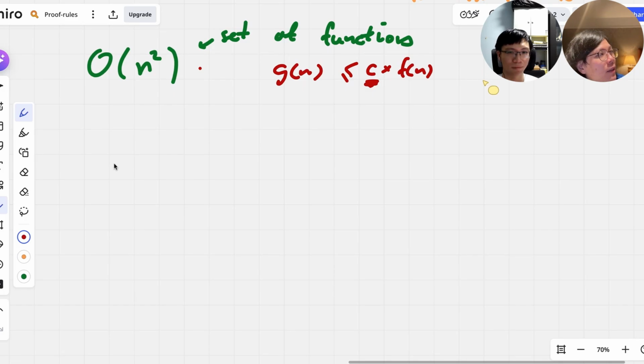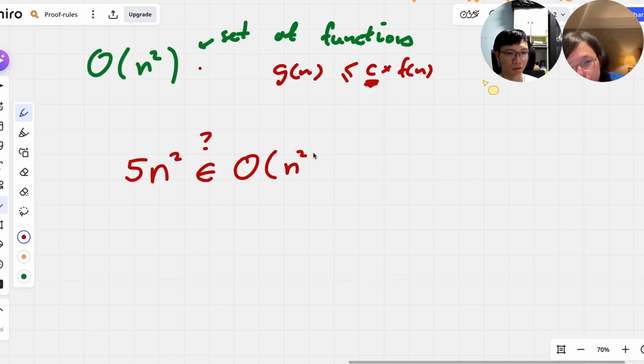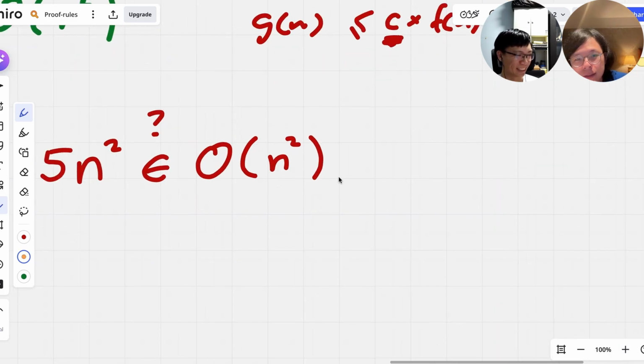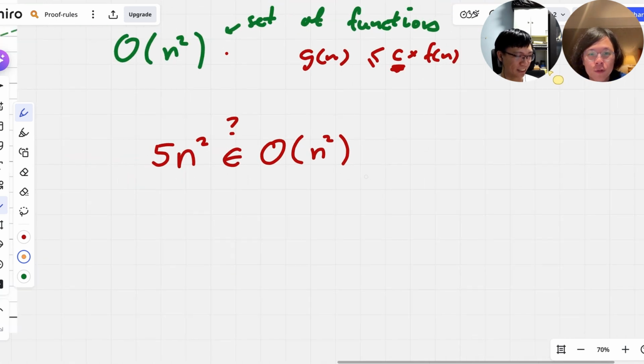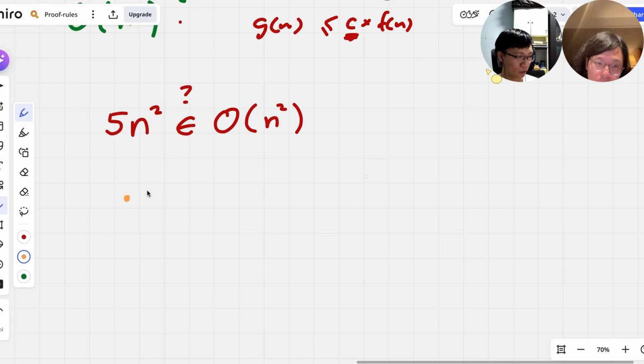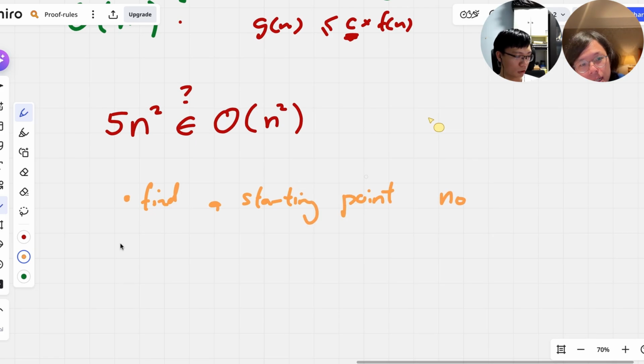Let's go through a few examples. What's an easy one, or maybe a straightforward one? Do we think that 5n squared is in O of n squared? What do we think? We have to work through the definition, I guess. To do that, we need to find a starting point, so this is your n0. We also need to find a constant multiplier.